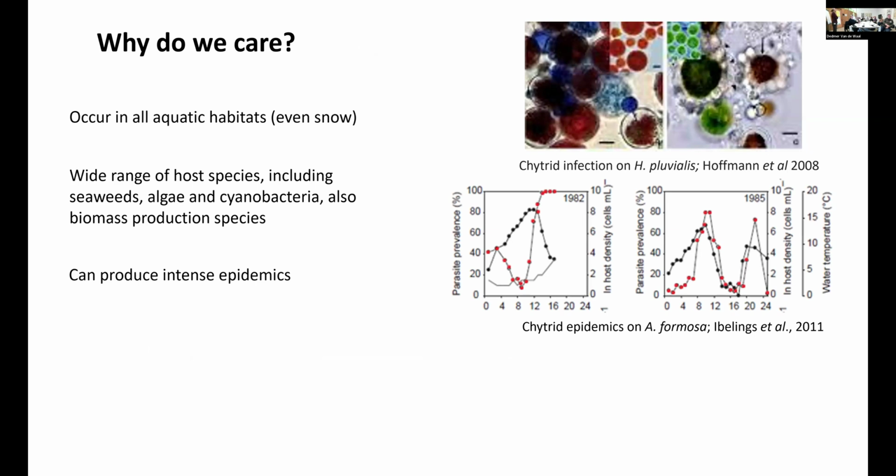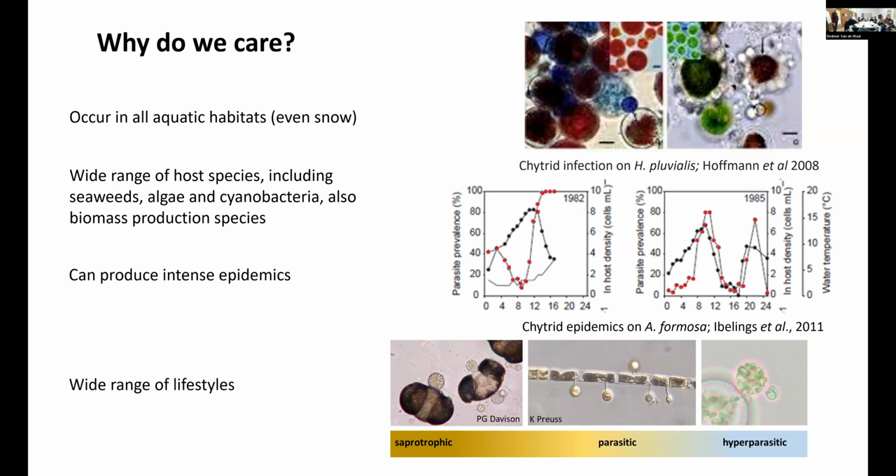When they do very well, they can produce these intense epidemics. In the Acinella host, they can actually even reach 90%. That's not true of all chytrids. You get everything from tiny little sporadic infections to these huge epidemics that also really make the host population crash. And we'll talk a little bit about that, why that might be happening, later.